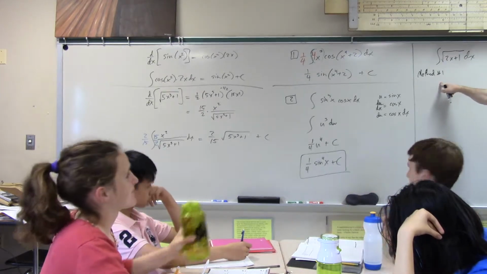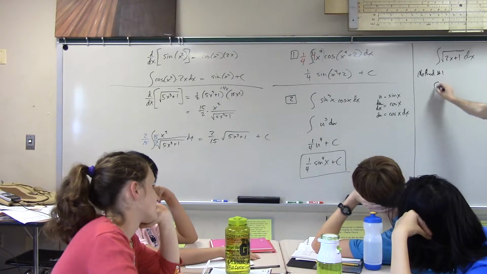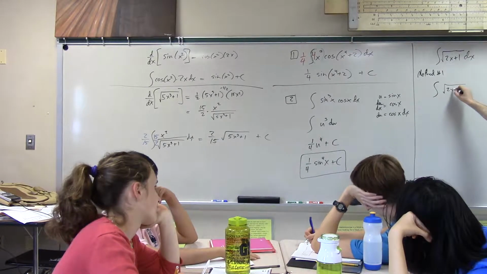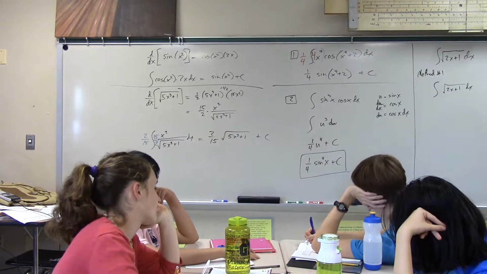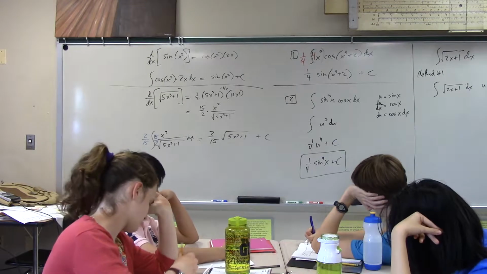Method number 1 says, well, I look at this thing, and I have the antiderivative of the square root of 2x plus 1 dx. And here is what I'm going to do. I'm going to set u to be 2x plus 1.